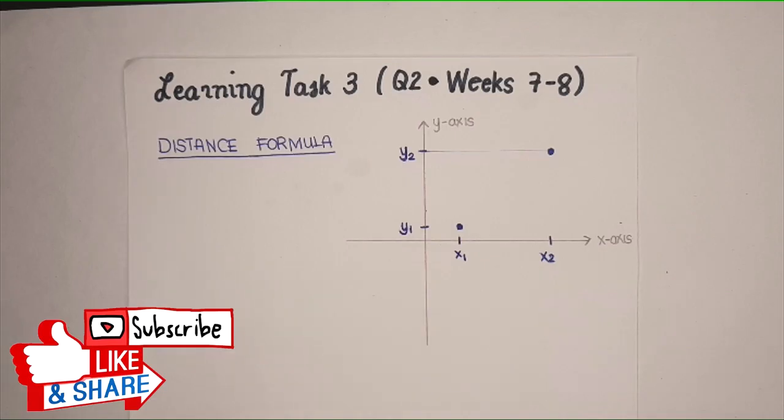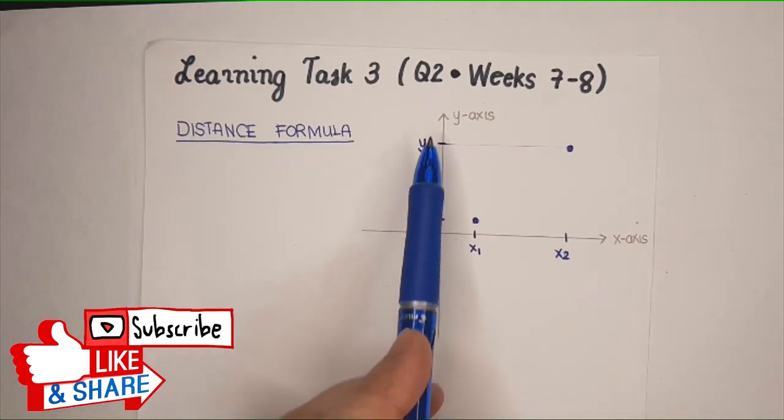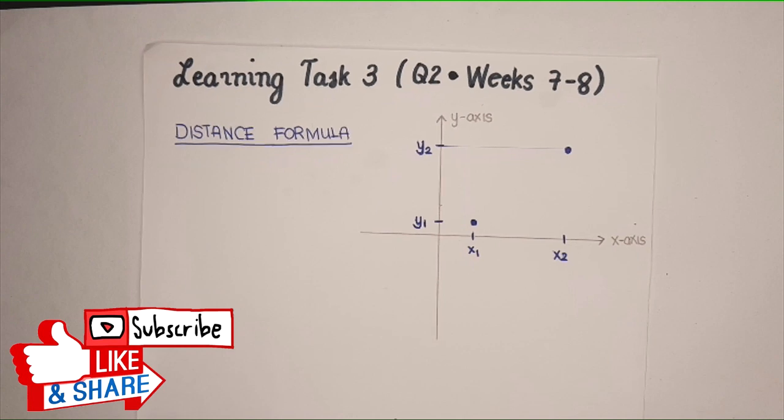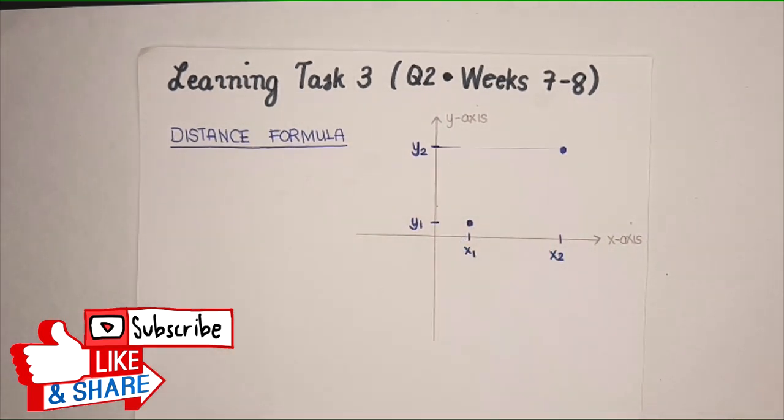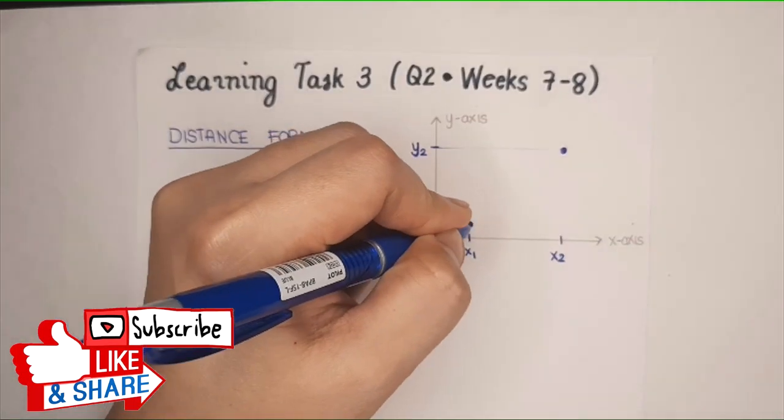Before we use the distance formula, let me show you where this formula comes from. Why does the distance formula look like that? It's easy. Here we have the xy plane, or the coordinate plane, and we have two random points. Let's name this point.